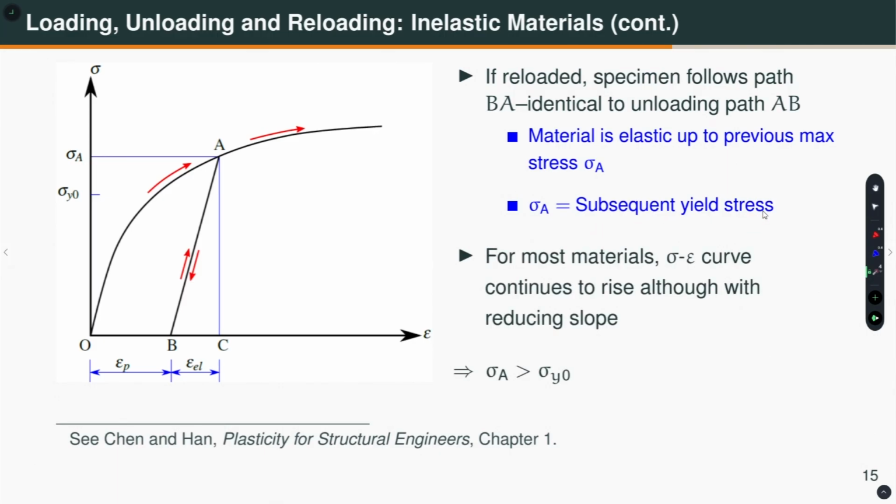For most metals, what happens if you go past this sigma y0, the stress strain curve keeps rising, with of course the reducing slope, and sigma A is greater than sigma y0. That means the subsequent yield stress is actually greater than the initial yield stress. In other words, I can say that the material basically has a memory. Material remembers what you have done to it. You have the initial yield stress here, and you have taken it to this point. So, the material knows that it has already gone past the yield stress. The next time when you load it from here, it behaves elastically.